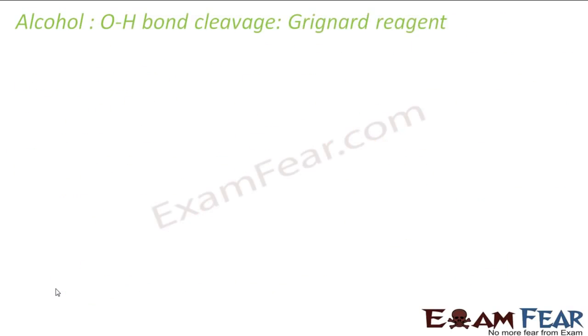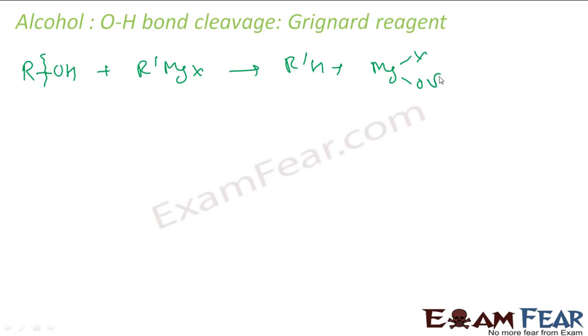We'll see this Grignard reaction, reaction with alcohol. So let's suppose I have ROH. As I told, this bond will break. So I'll just put this mark here, and I have some Grignard reagent here. The moment you add, this becomes R-H, MgXOR. This is the reaction. It's a very easy reaction. This is what happens.